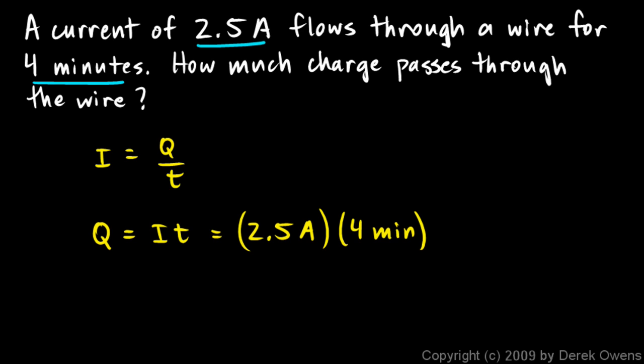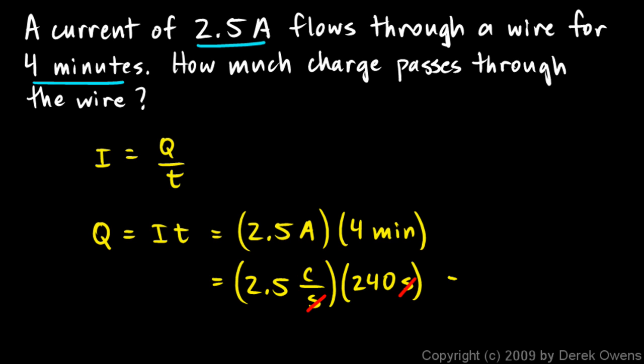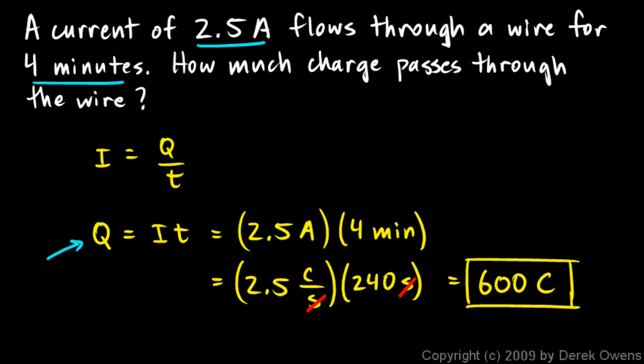Now what's an amp times a minute? Instead of thinking of it that way, let's rewrite it like this. 2.5 coulombs per second, because 1 amp is 1 coulomb per second, and we'll multiply that by 4 minutes, but instead of 4 minutes, I'll write 240 seconds, because that's what 4 minutes is. Now you can see the seconds cancel, and we're left with 2.5 times 240 coulombs. And that comes out to 600 coulombs for our answer. And coulombs, of course, is the unit of measure for charge, which is what we would expect.